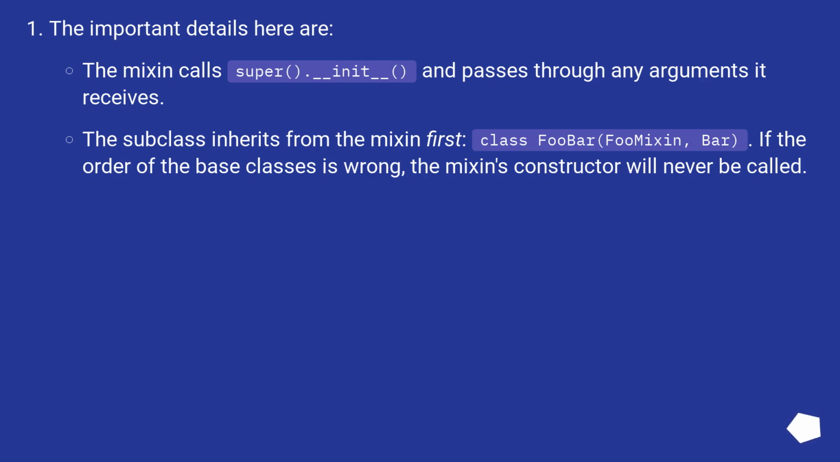The important details here are: the mixin calls super().__init__ and passes through any arguments it receives. The subclass inherits from the mixin first: class Foo(Mixin, Bar). If the order of the base classes is wrong, the mixin's constructor will never be called.